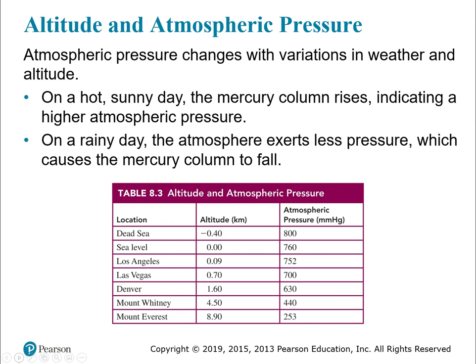The atmospheric pressure also changes with variations in weather. So on a hot, sunny day, like the days that are coming, the mercury column rises and it indicates a higher atmospheric pressure. So remember, that barometer, you're going to have a little bit more than 760 millimeters of mercury. On a rainy day, you've got less pressure. That mercury column is going to fall. It's going to be a little bit below 760 millimeters of mercury. This table just describes the altitudes of several places that a lot of people would know, like LA, Vegas, Denver, and their varying atmospheric pressures.